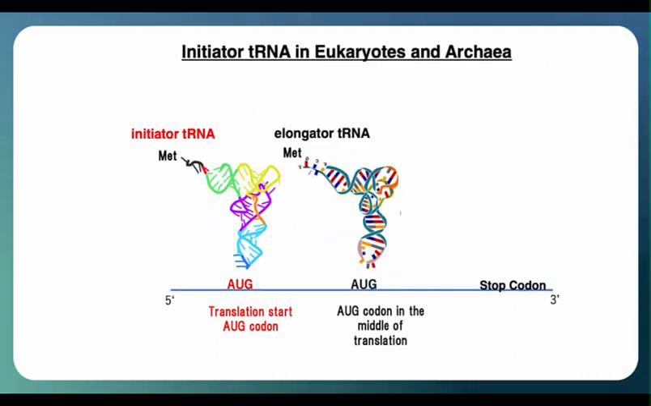This figure schematically represents the translation initiation process in eukaryotes and archaea. The amino acid carried by the initiator transfer RNA is methionine. Elongator transfer RNA also carries methionine. Therefore, in eukaryotes and archaea, the first amino acid of a polypeptide is methionine, and the amino acid corresponding to the internal AUG codons is also methionine.